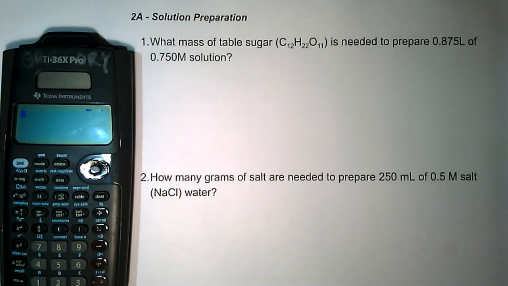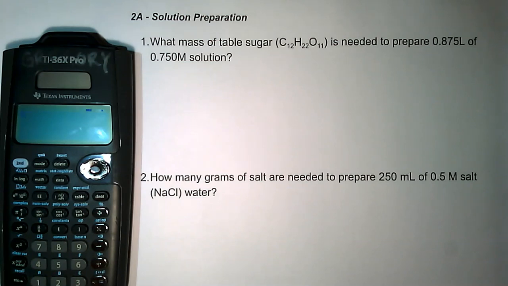In this video, we will look at activity 2A, which is about preparing solutions. So our first problem says, what mass of table sugar, and it tells us that table sugar is C12H22O11, is needed to prepare 0.875 liters of 0.75 molar solution.